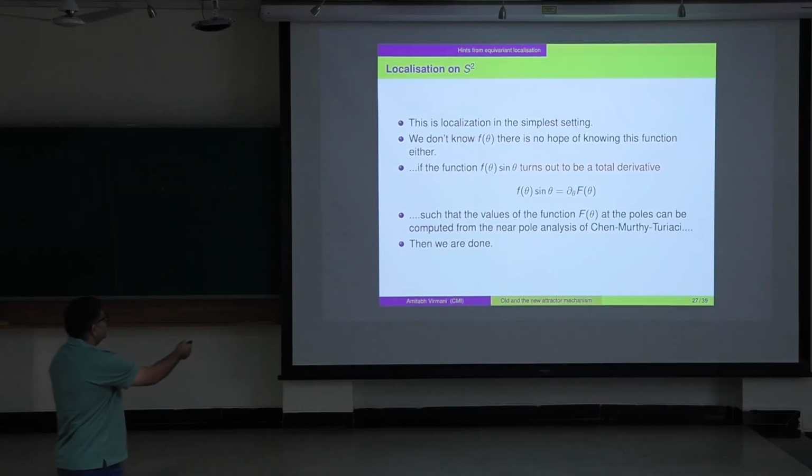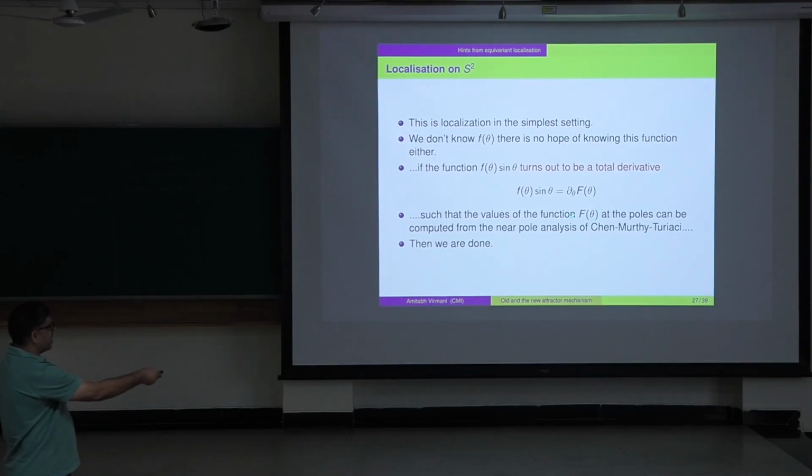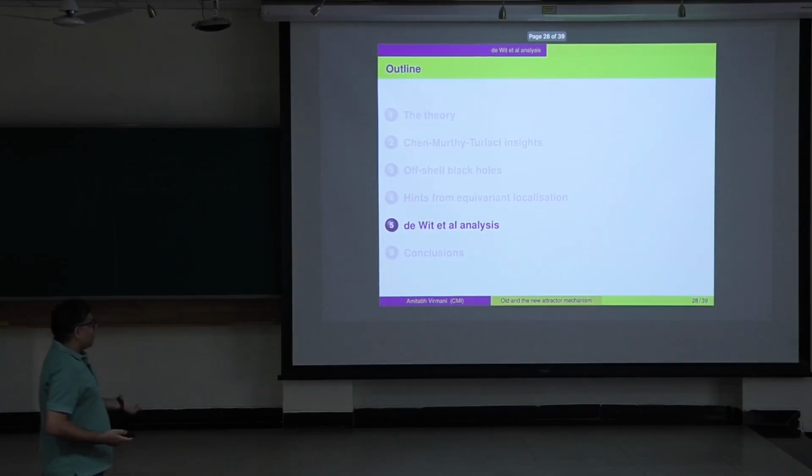Okay, so this is the localization in really the simplest possible setting. We do not know anything about the function f of theta. There is no hope of knowing this function. But if it turns out that, using equations of motion of gravity or whatever, f of theta sine theta is a total derivative, del theta of some function F of theta, such that the function at the poles can be computed using the near pole analysis of Chen, Murthy and Turiaci, then we are done, because then we know how to compute this. And this is what we are able to do.